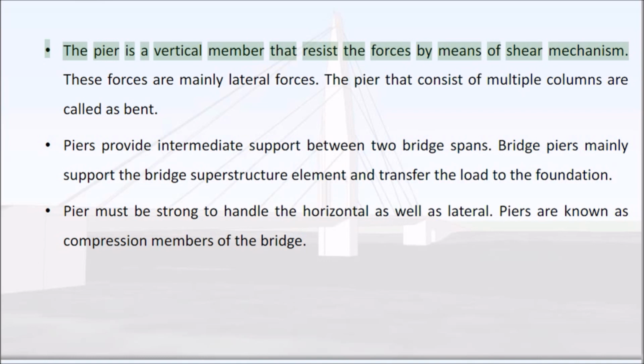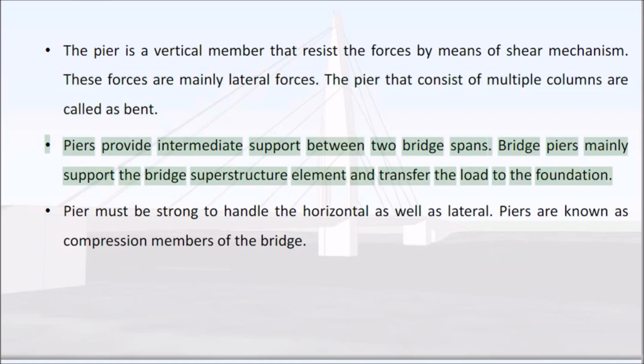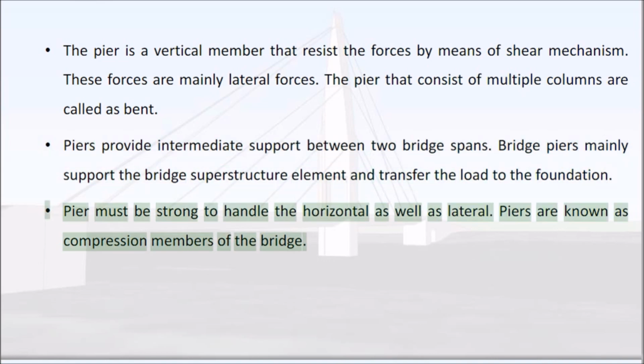The pier is a vertical member that resists the forces by means of shear mechanism. These forces are mainly lateral forces. The pier that consists of multiple columns is called a bent. Piers provide intermediate support between two bridge spans. Bridge piers mainly support the bridge superstructure element and transfer the load to the foundation. Piers must be strong to handle the horizontal as well as lateral forces. Piers are known as compression members of the bridge.